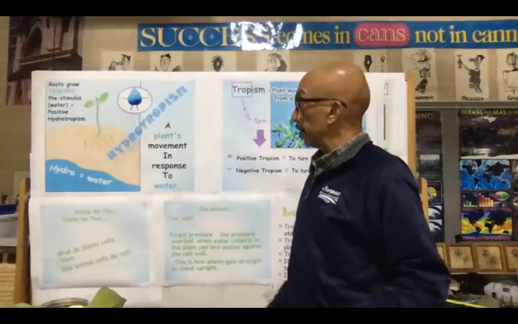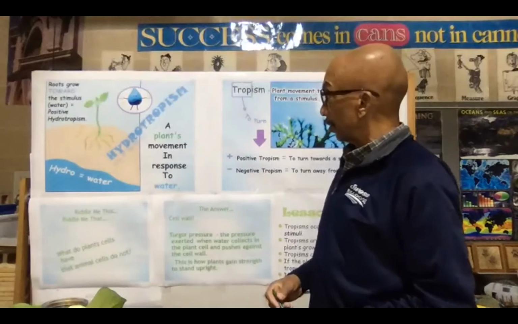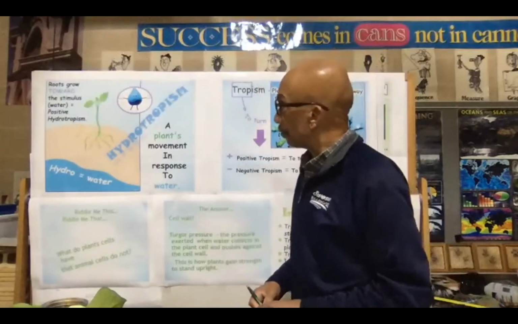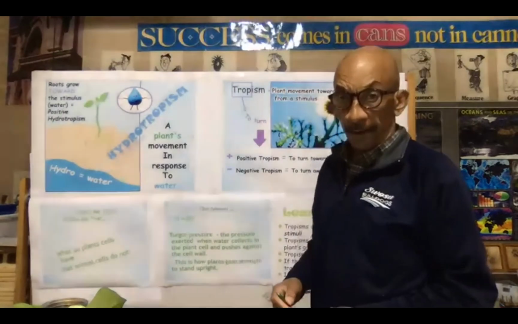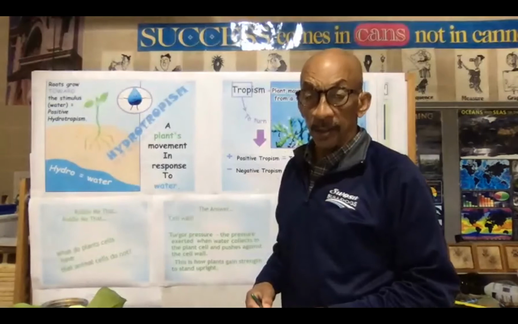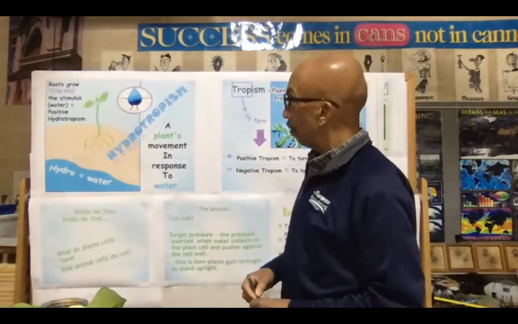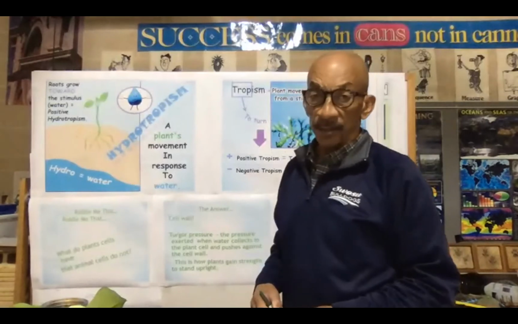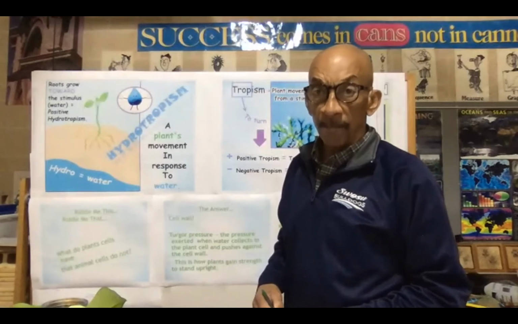Good morning, students. My name is Mr. Monroe, and we're going to investigate another tropism, and it is called hydrotropism. Hydro is a reference to water. So the stimulus that we're going to be looking into is water and how it is a stimulus that attracts certain parts of a plant.